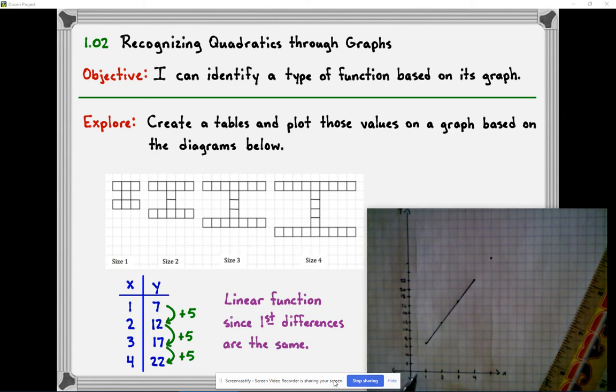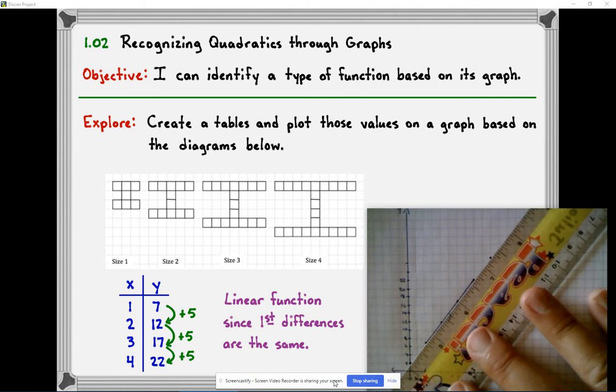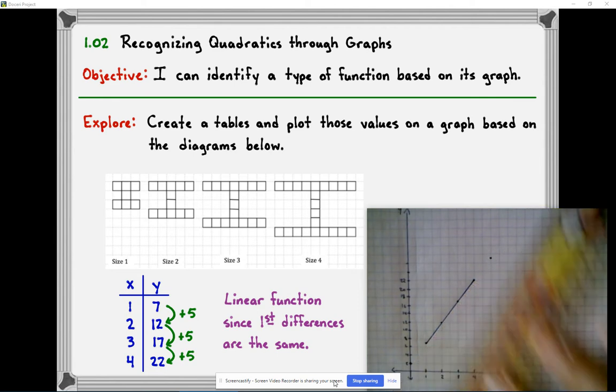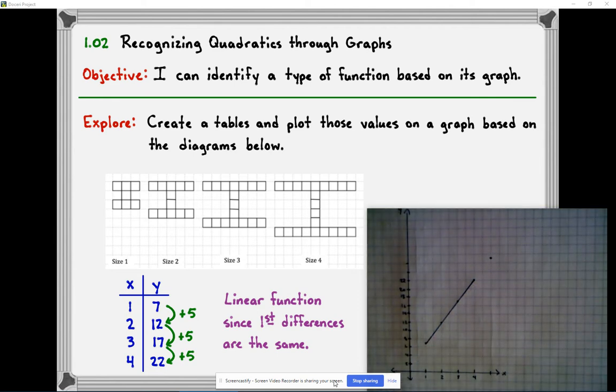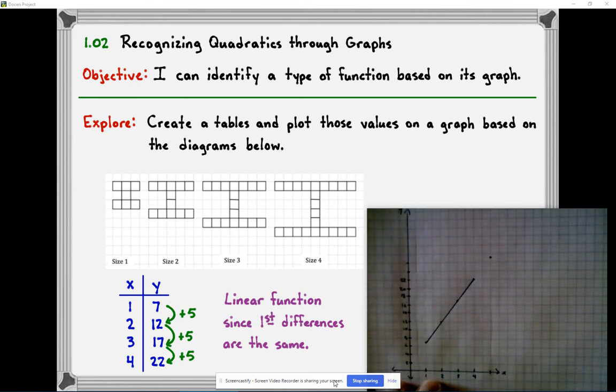If we were to go backwards, so to get to the 0 size, then we would subtract 5. And so 7 minus 5 is 2. So at 0, we would hit 2. And so we'd have that point. Again, it's all in a straight line there, okay? But we're just going to graph the part of the function that's represented by the data here.